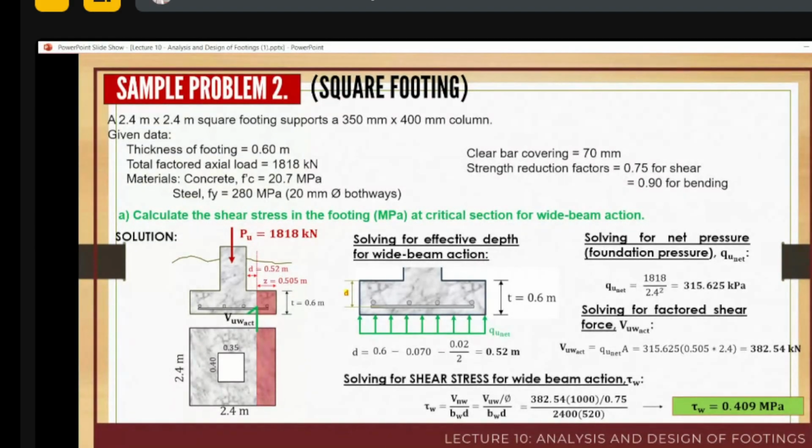So, divided by 0.75, no, ang atong Vu kay tungod for the nominal shear stress siya. Okay? And reduction factor for shear is 0.75. So, 2,400 and 520 mo ni siya ang effective depth, for one-way. So nanatay answer nga 0.405 MPa.